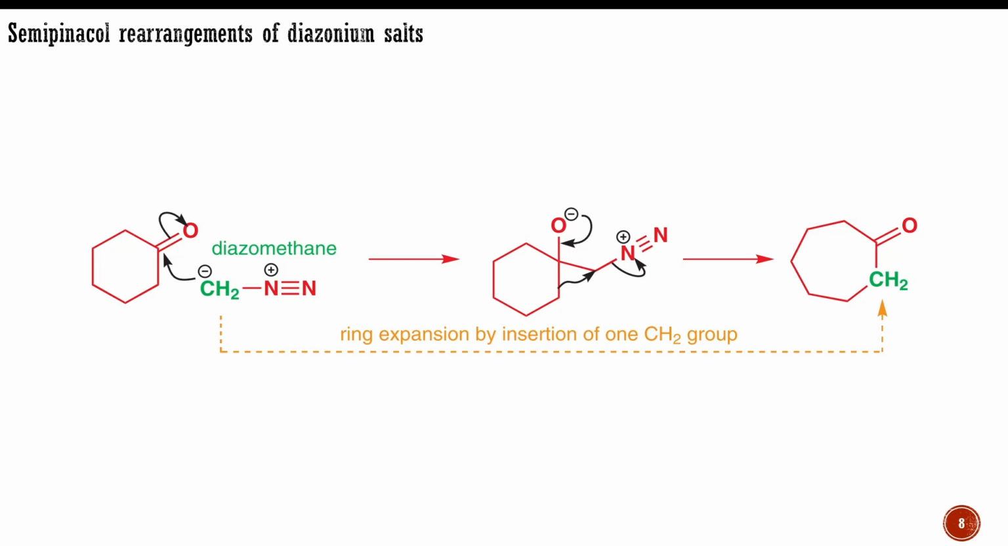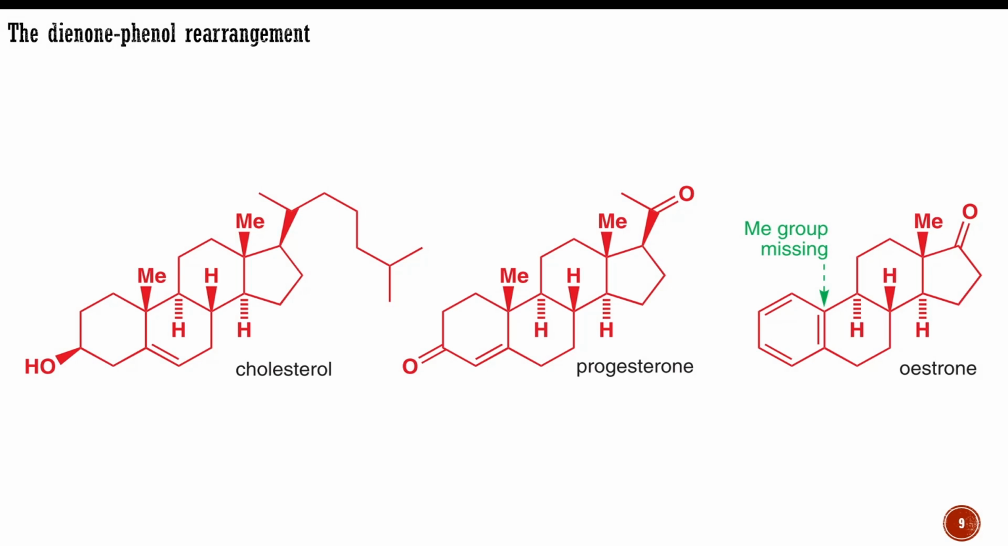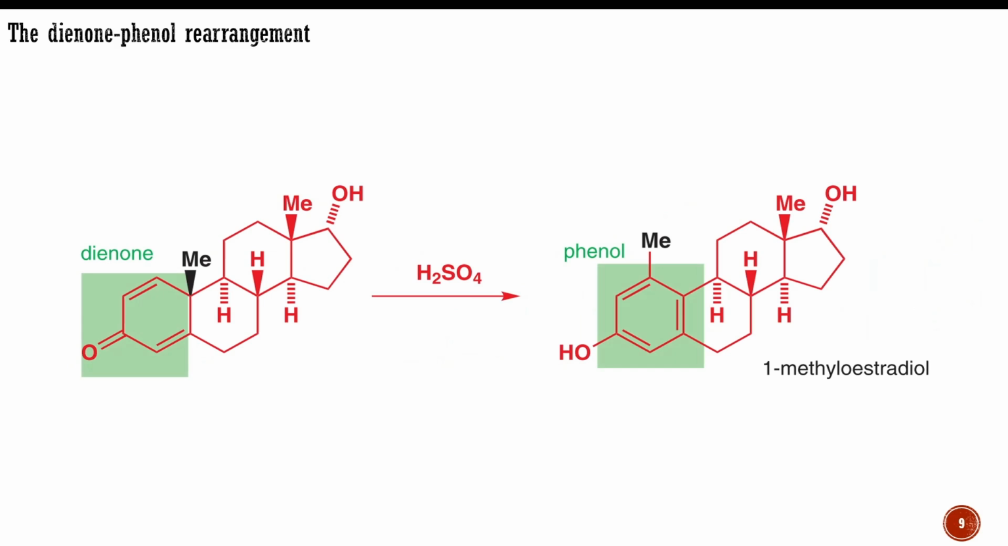The female sex hormone estrone is the metabolic product of another hormone, progesterone, itself made in the body from cholesterol. Estrone lacks one of progesterone's methyl groups, probably removed in the body as CO2 after oxidation. However, in 1946, Carl Gerassi showed that another derivative of cholesterol could be rearranged to the estrone analog 1-methylestradiol. Notice how the methyl group has this time migrated to an adjacent carbon atom. At the same time, the dienone has become a phenol.